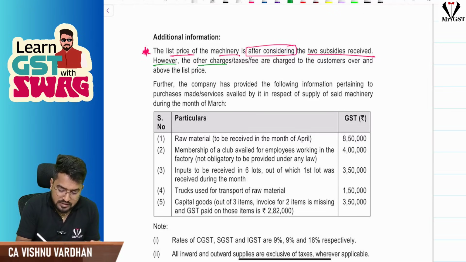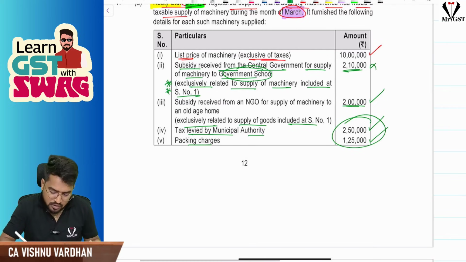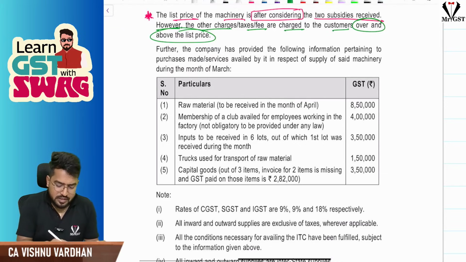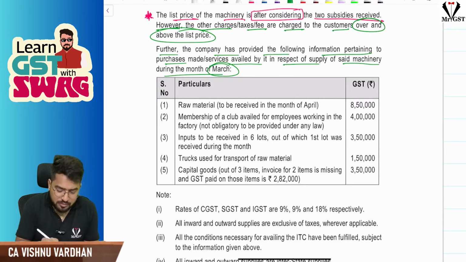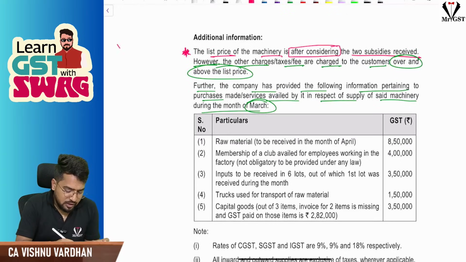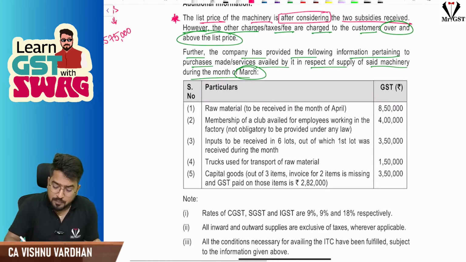However, the other charges, taxes charged to the customer are over and above the list price. So all these things whatever are there, sir, these are over and above the list price, sir, we have charged. Okay. Further, the company has provided the following information pertaining to purchases in respect of supply of said plant and machinery during the month of March. Okay, so here we have understood, sir, the value of supply is 15 lakh 75,000.